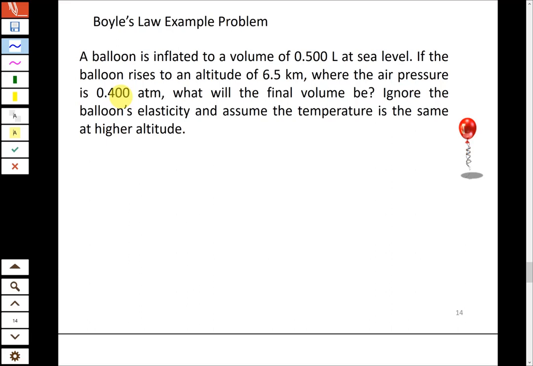So this is classic Boyle's law. We're assuming the temperature is the same at the higher altitude, which is probably a bad assumption, but that's what we have to do here. We're just going to ask how the volume changes, so we'll use the Boyle's law relationship, P1 V1 equals P2 V2. Again, we just have to solve for what we're looking for. We're looking for the final volume, so we'll call that V2, which is P1 V1 over P2.